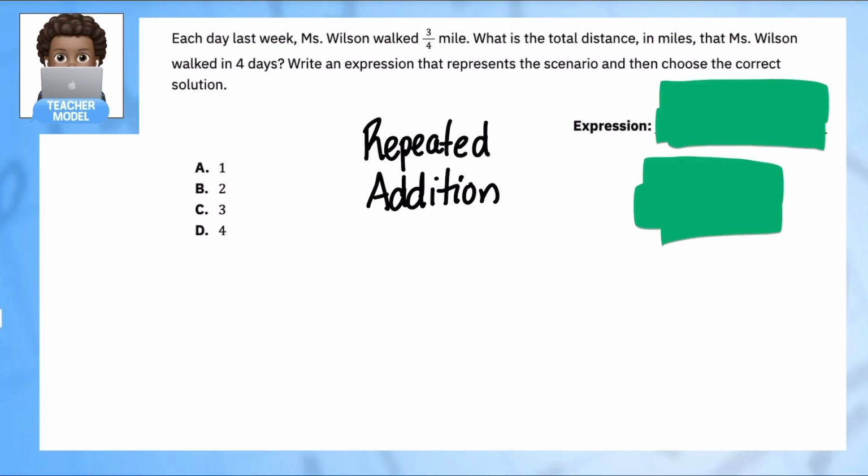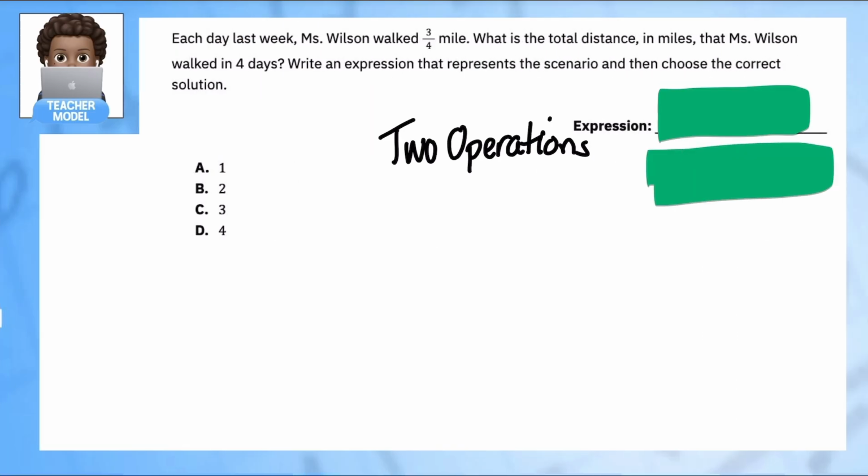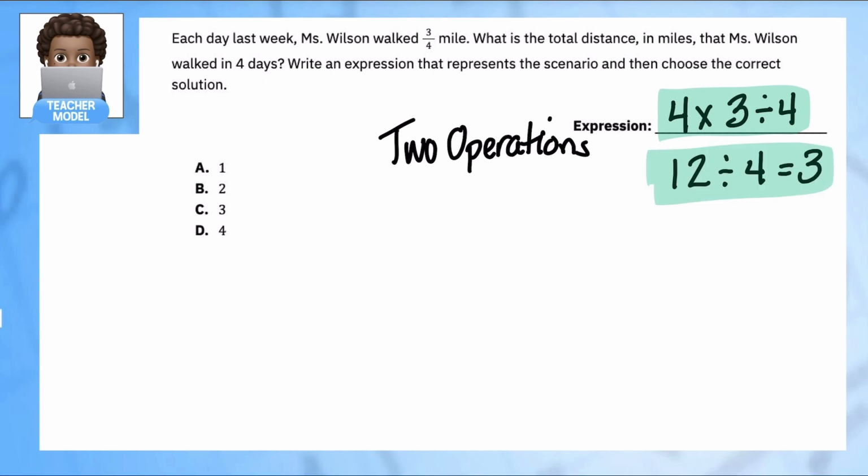Another way, if you wanted to do repeated addition, you could have just done 3/4 plus 3/4 plus 3/4 plus 3/4, a repeated addition each day. Also valid, also works. And again, you'd get 12 out of 4, which equals 3. So these 2 ways work very, very well. But if you also want to try our 2 operations, you could have said 4 times 3 divided by 4. That's where you turned your fraction into a division problem. That also would have given you the same answer. 4 times 3 is 12. 12 divided by 4 is 3.